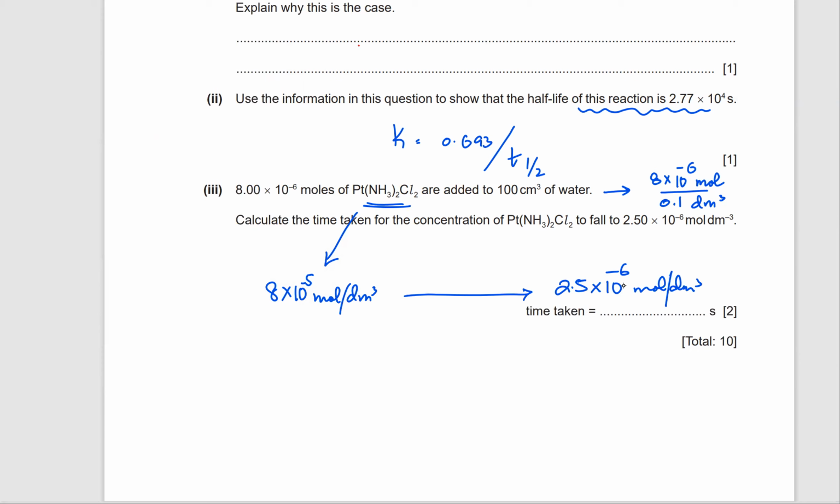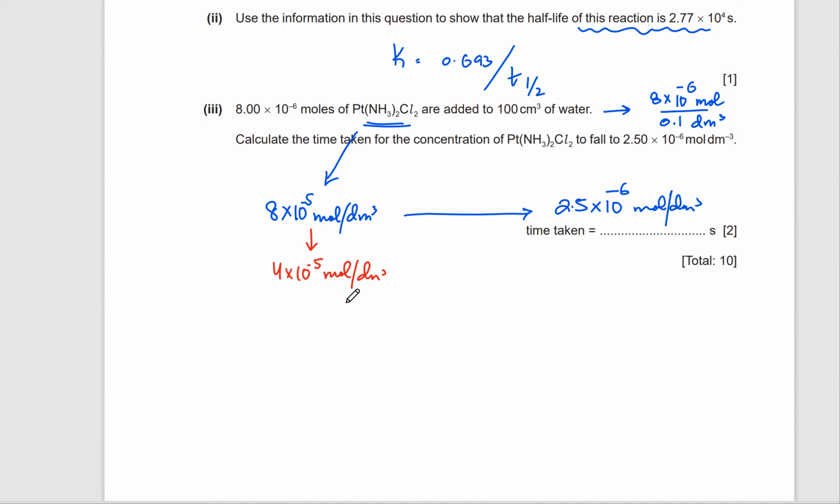What will the first half-life be? That's the first half-life, 4 times 10 power minus 5. How much time did it take? That's 2.77 times 10 power 4 seconds. That's the first half-life. Then the concentration decreases by another half, so it will become 2 times 10 power minus 5, right? Then it will become half again, so it's going to become 1 times 10 power minus 5 mole per dm³. 3 half-lives have passed.